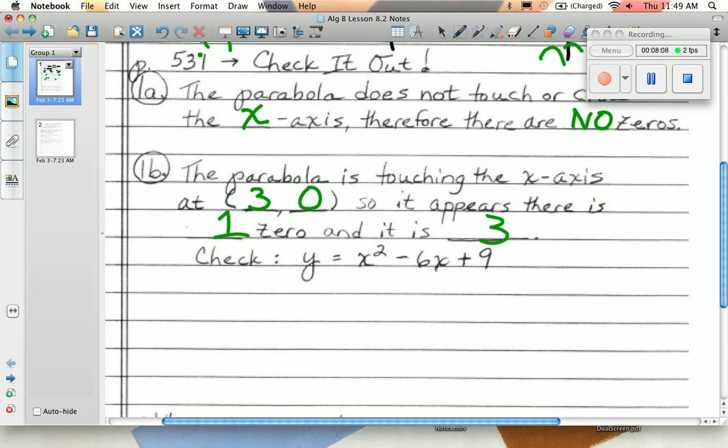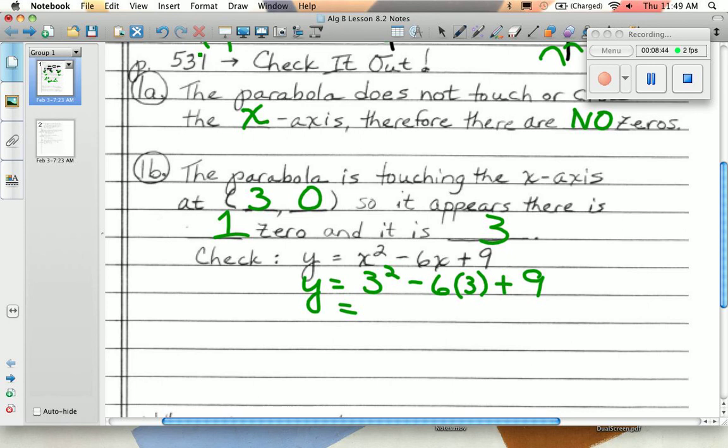Okay, it says here that we're going to do a check problem. We will do this one, just to show you what should happen. What do you think should happen if we put 3 in for x? Well, let's see what happens then. Let's put it in. 3 is going in for x, because we're going to get y. And what's the y value of that x-intercept? It's 0. So we better get 0 for y when we're all done here.